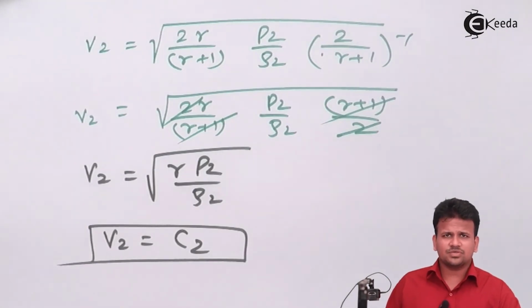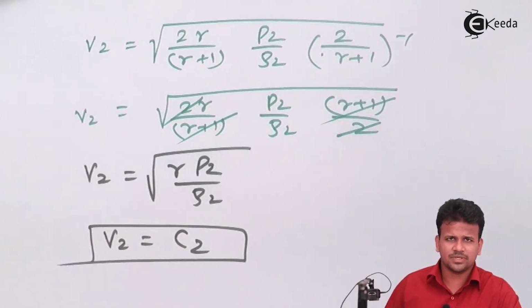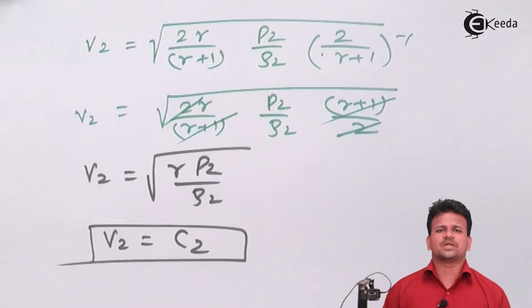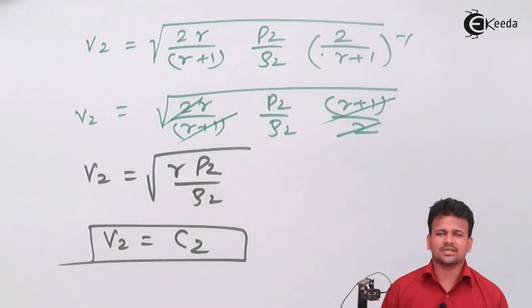I hope you have understood the variation of mass flow rate per unit area with respect to pressure ratio, and the relation of maximum velocity to the sonic velocity. Thank you.